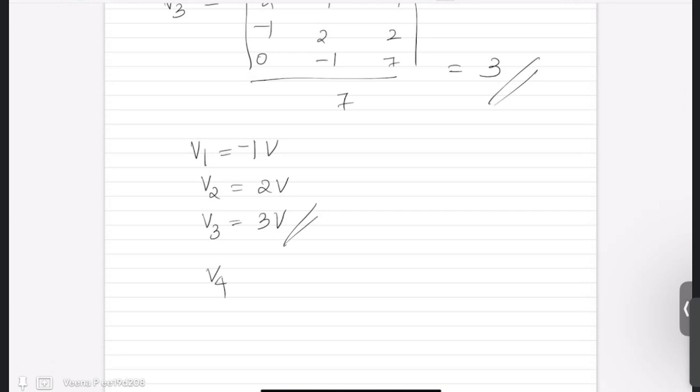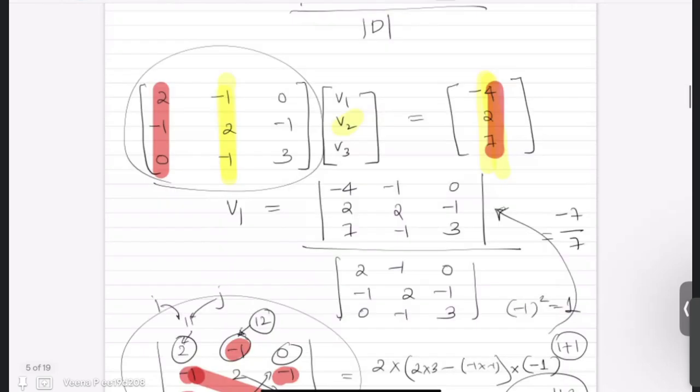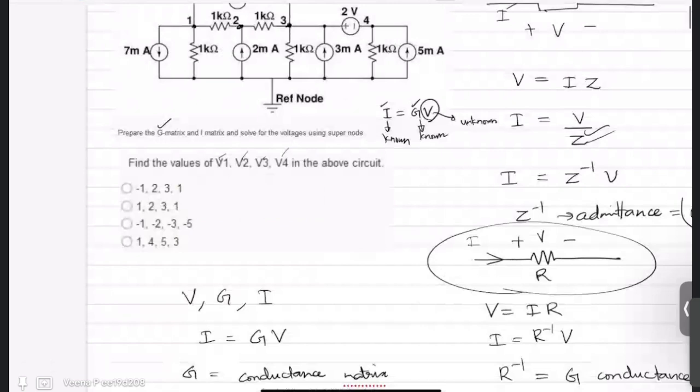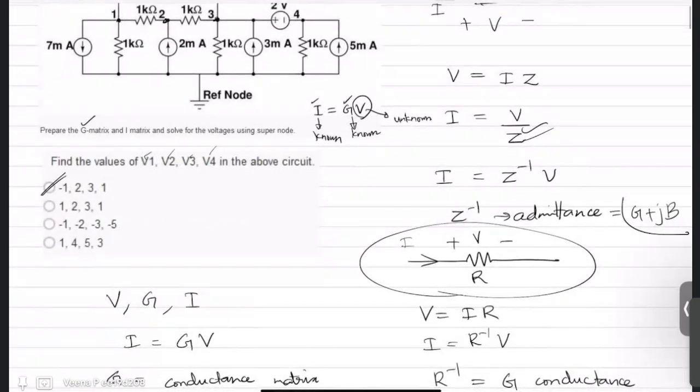Now you are also asked V4, but you already know that V3 minus V4 is 2. So your V4 is V3 minus 2, which is 3 minus 2 or 1 volts. So the answer is minus 1, 2, 3, 1, which is the first one. I hope everybody understood. If there is any doubt, please ask.